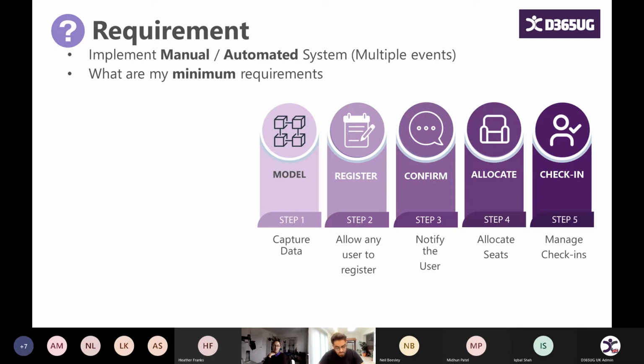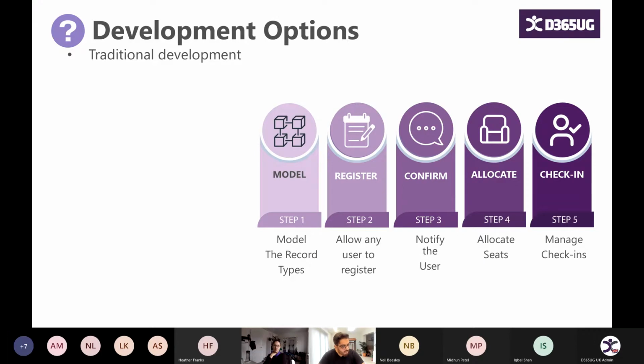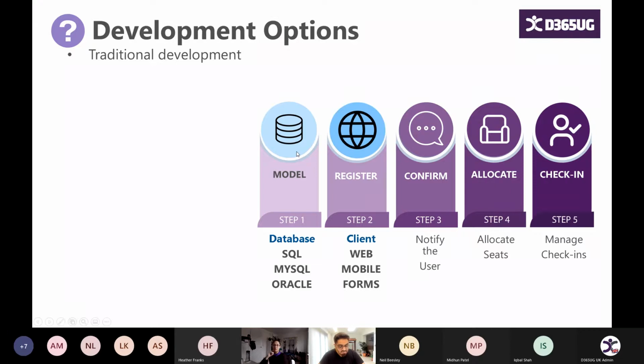So these were my minimum requirements. The next question, I guess, was, how do I do this? What methods can I use to develop this solution? So for the model, I could have used a SQL database, or MySQL, Azure, or on-prem. Azure, it'll have to be. And then for registration, I could easily use a web application or a mobile application. And for confirmations, I want to possibly send back an email or an SMS.